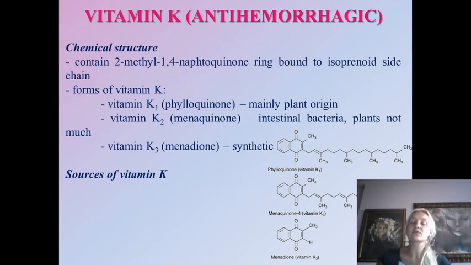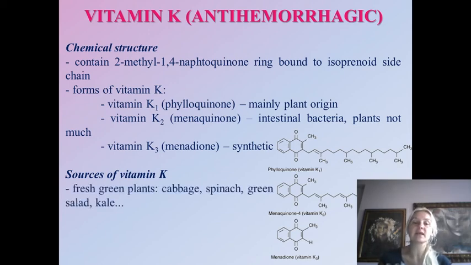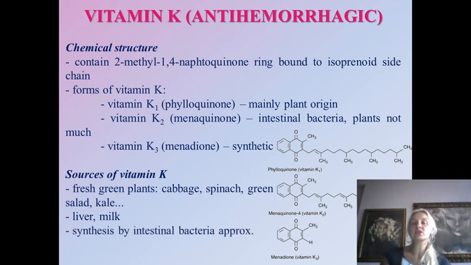Which are the dietary sources of vitamin K? Those are predominantly fresh green plants like cabbage, spinach, salad, kale, and so on, if you like them. I adore spinach, but I don't like kale, definitely. But anyway, food from animal origin to a lesser extent, like liver and milk. But what is very important and characteristic here is that our intestinal bacteria are actually synthesizing approximately half of the necessary amount of vitamin K for the proper functioning of our body.